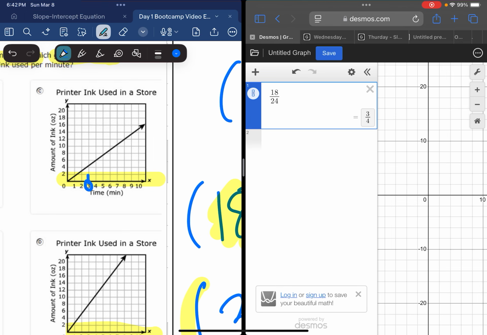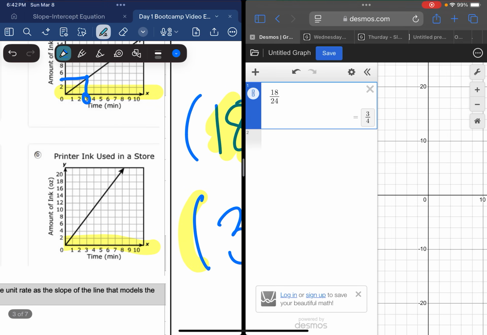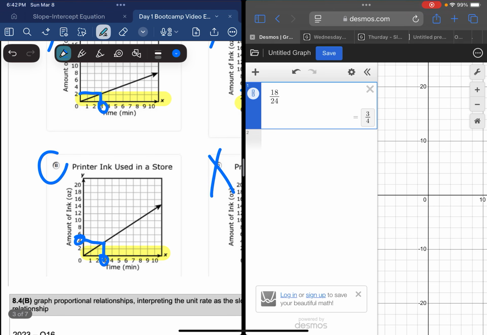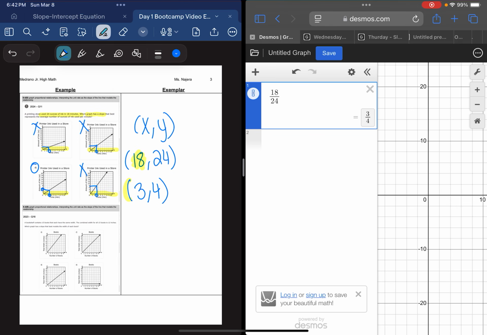C goes from 3 to 5, so that's not correct. And D goes from 3 to 8, also not correct. So our answer here is B, as in boy.